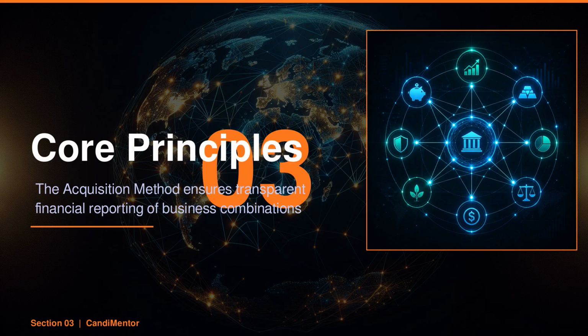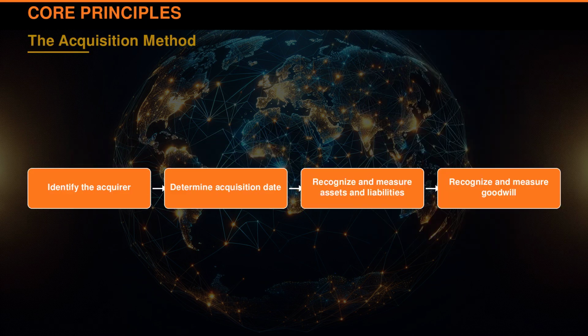Imagine acquiring a company without knowing the true cost or value of the acquisition. The acquisition method under Indian Accounting Standard 103 resolves this by structuring the recognition and measurement of the acquired assets and liabilities, ensuring clarity and consistency. This structured approach is critical for stakeholders to understand the financial implications of a business combination. The acquisition method provides a systematic approach to reporting business combinations. It focuses on identifying the acquirer, determining the acquisition date, and recognizing and measuring assets, liabilities, and goodwill.